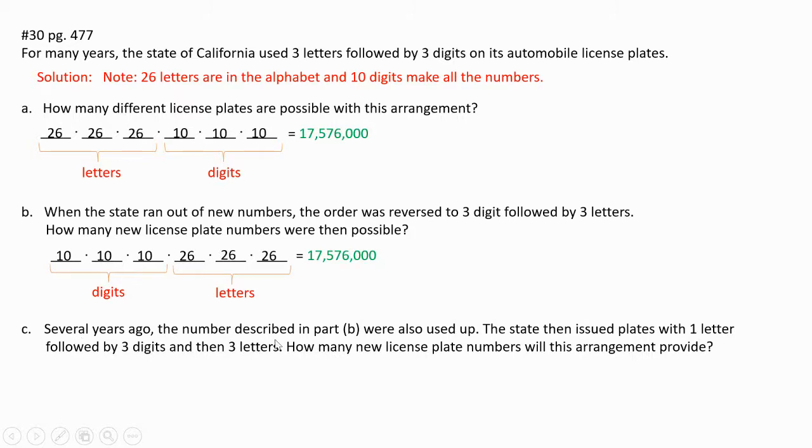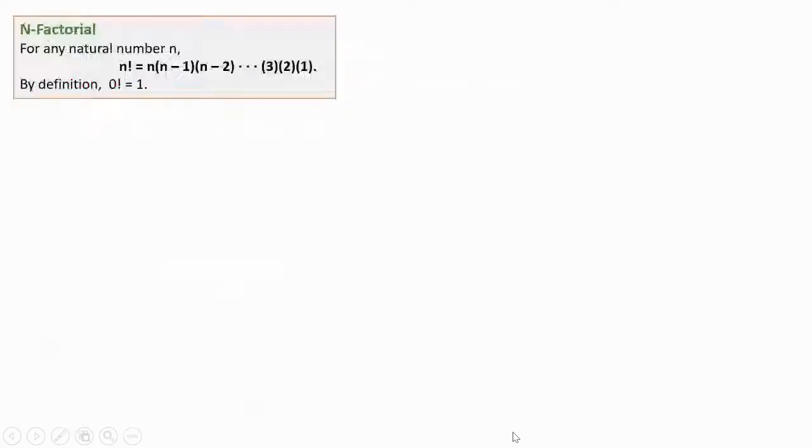For part C, several years ago, the numbers described in part B were also used up. Then the state issued a plate with 1 letter followed by 3 digits and then 3 letters. How many new license plates were possible? So my first one is a letter, and then 3 digits, and then 3 letters again. So 26, and then for the next 3 slots it's going to be 10, and then it's going to be 26, 26, 26. You multiply it out, and that's your result: 556,976,000. Okay, we'll move down here, guys.